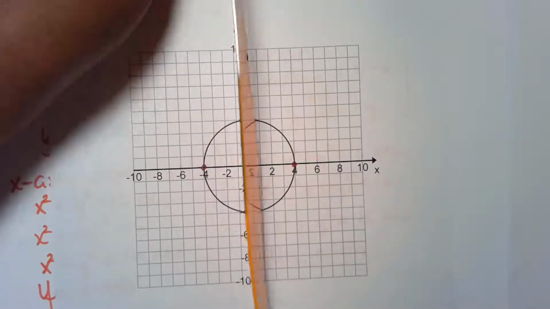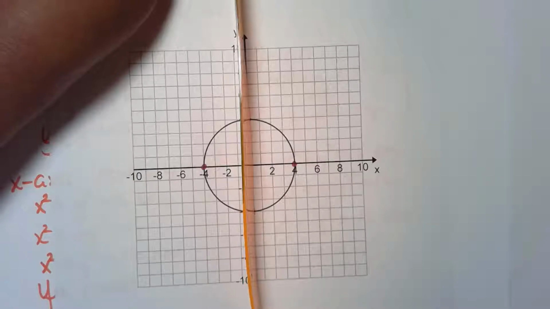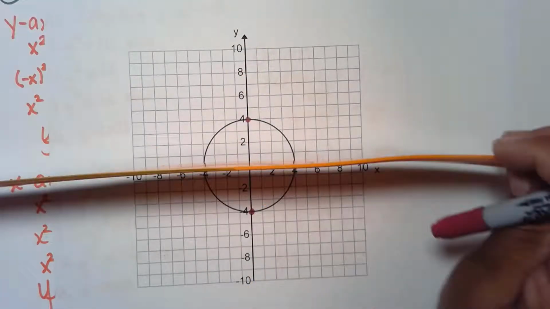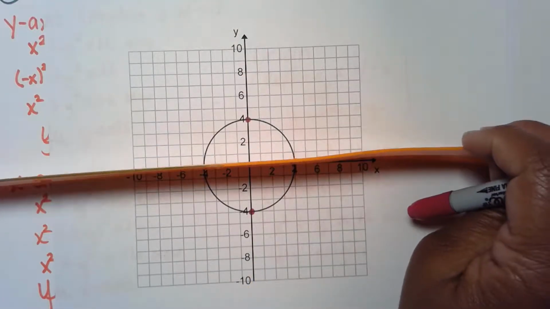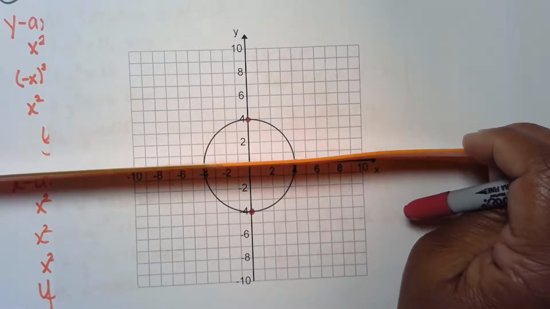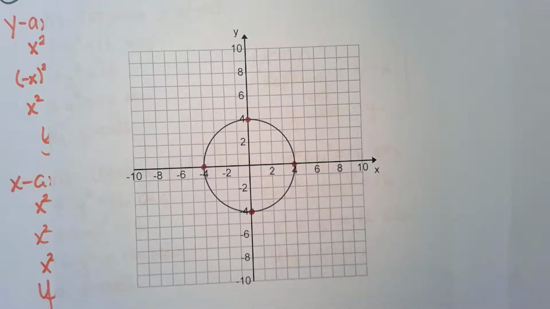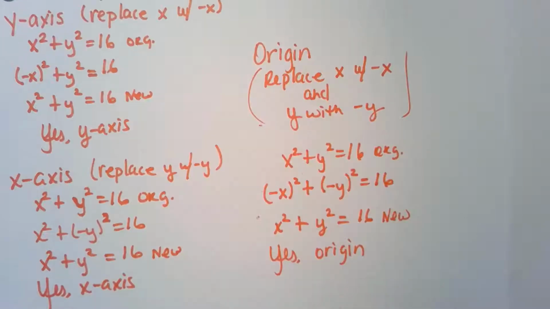Here we have the y-axis. Okay. Negative 4, 0, positive 4, 0. Symmetric to the x-axis. 0, negative 4, 0, positive 4. Okay, so it's all three when it comes to a circle. So we will say yes, yes, and yes.